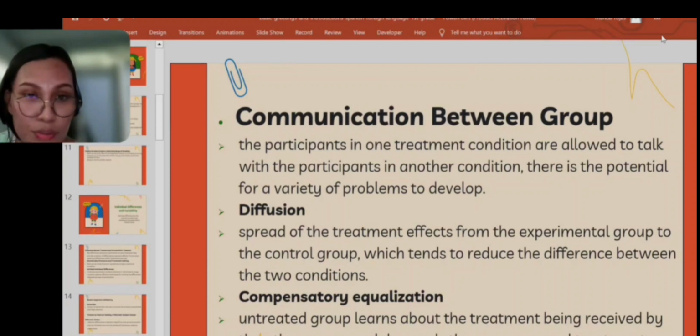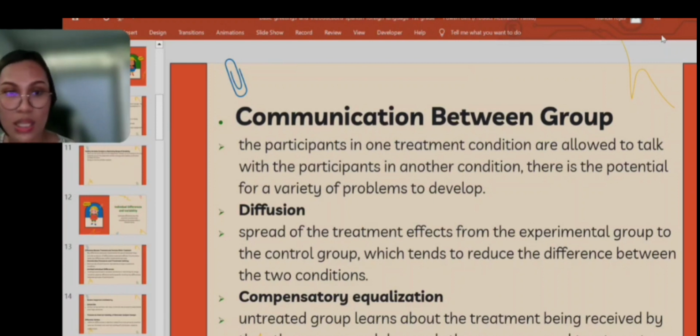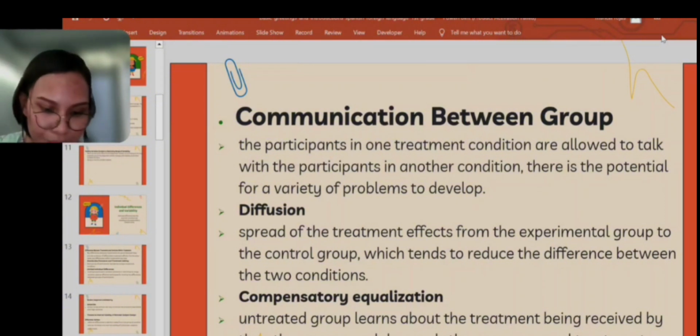The next is yung diffusion, the spread of treatment effect from the experimental group to the control group, which tends to reduce the differences between the two conditions. So, true effect, pag nangyari yung spread ng treatment effect, yung true effect ng treatment can be masked by shared information.